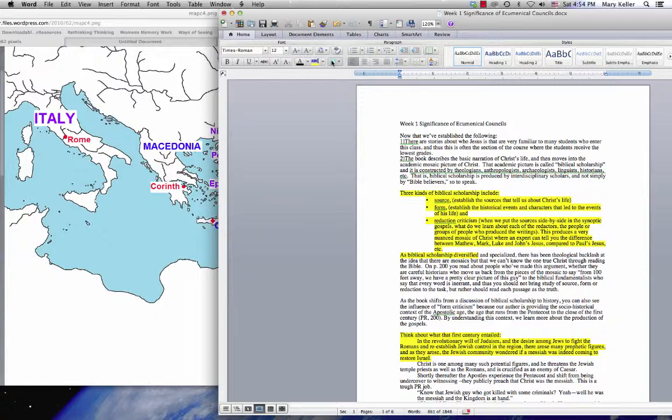All right, so as the book shifts from its discussion of biblical scholarship to history, you can also see the influence of form criticism, because our author is providing the socio-historical context of the apostolic age, the age that runs from the Pentecost to the close of the first century, as PR discusses around page 200. So by understanding this context of the apostolic age, we learn more about the production of the Gospels. So that's how form criticism works.